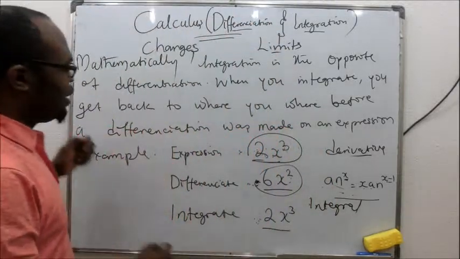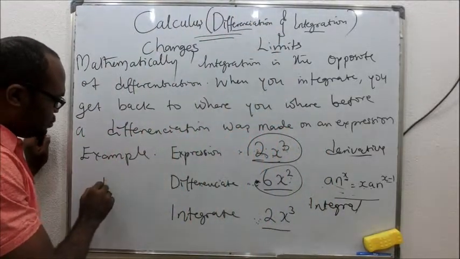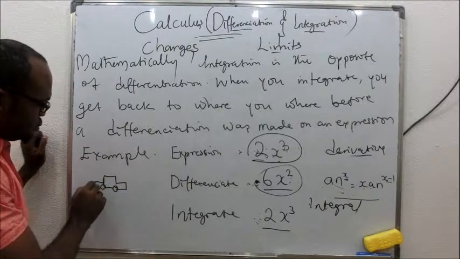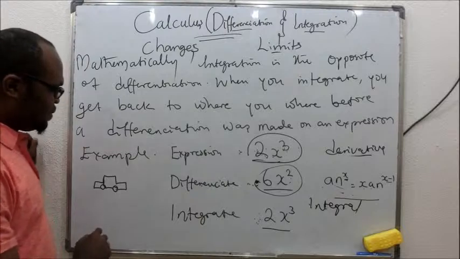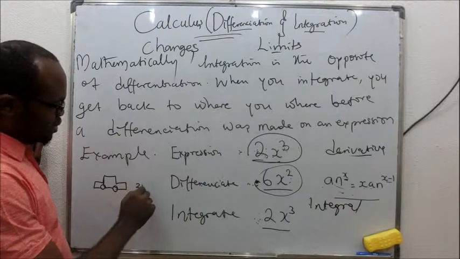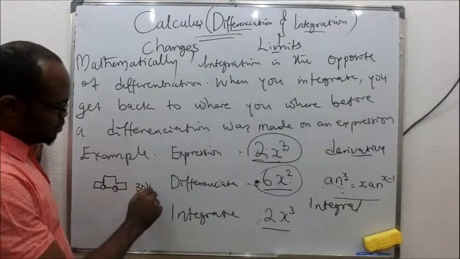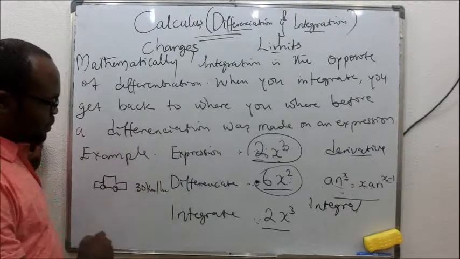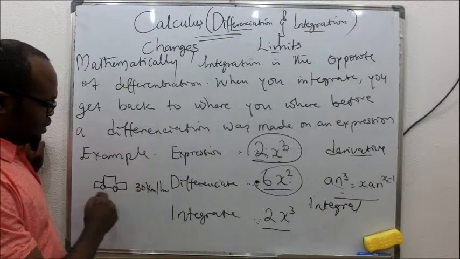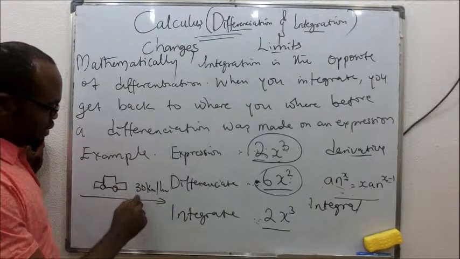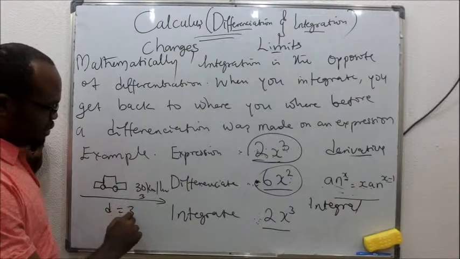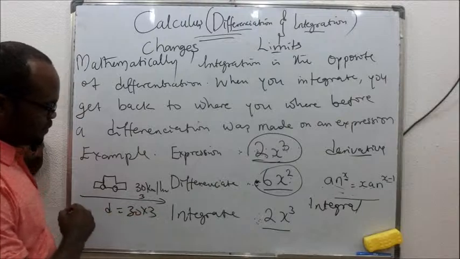Let's say you have a car, and this car is moving at 30 kilometers per hour. You understand? So what distance will it cover in 3 hours? So you're going to have the distance covered will be 30 times 3.